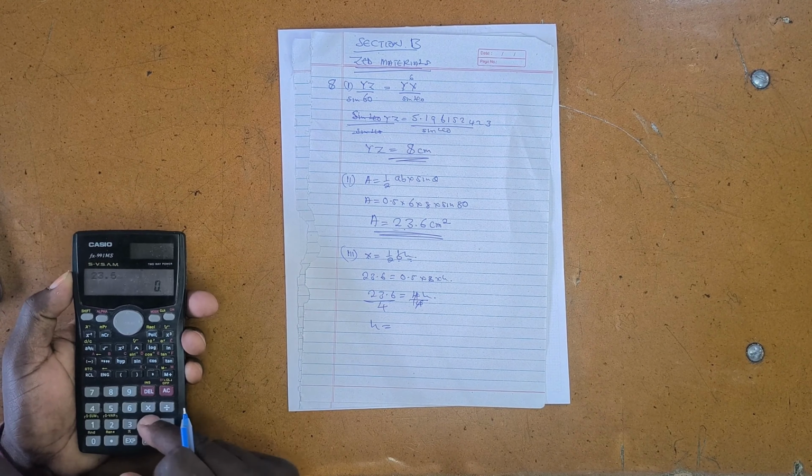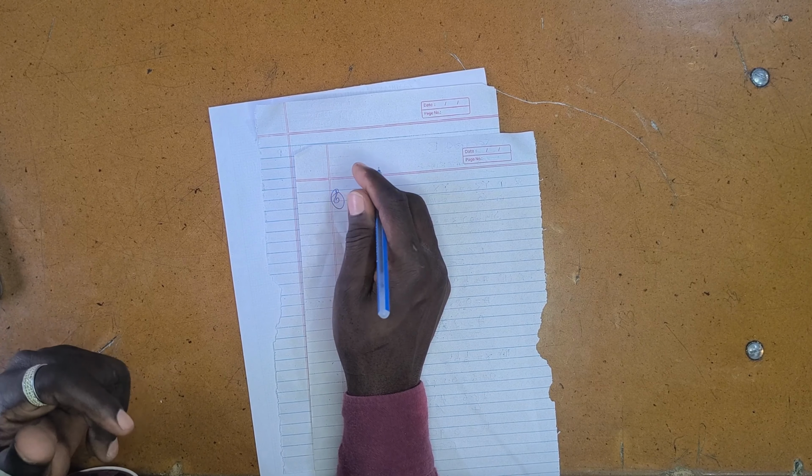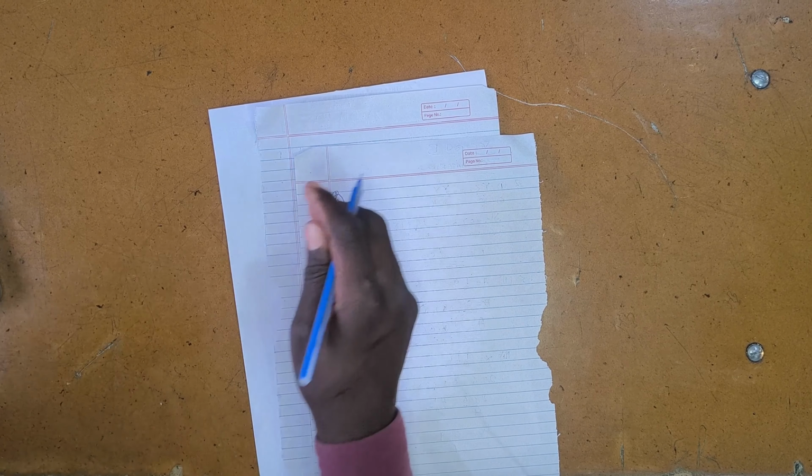Then we go to B. So we are still dealing with question 8B now. They are saying solve the equation tan theta is equal to 2.754, where 0 degrees is less than or equal to theta, less than or equal to 360. So where is tan positive? That's the question you have to ask yourself. So tan is positive in the first and fourth quadrant.